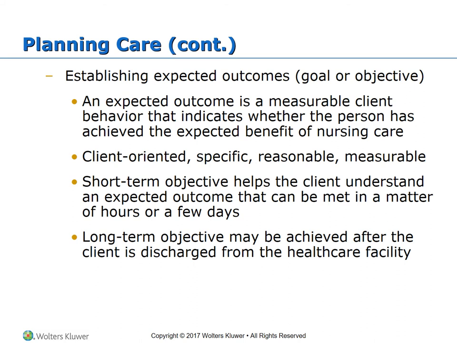Establishing outcomes. The outcomes are also called goals or objectives. An expected outcome is measurable client behavior that indicates whether the person has achieved the expected benefit of nursing care. Our outcomes are client-oriented, specific, reasonable, and measurable. Remember, your outcomes or goal objectives, whatever you want to call it, have to be client-oriented, specific, reasonable, and measurable. An example: say they have a fever. Your expected outcome would be client's fever will reduce in 2 days.